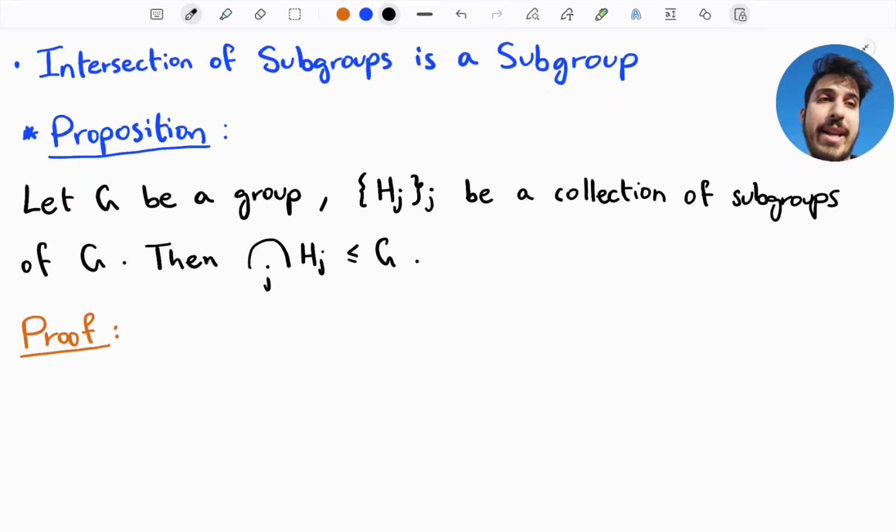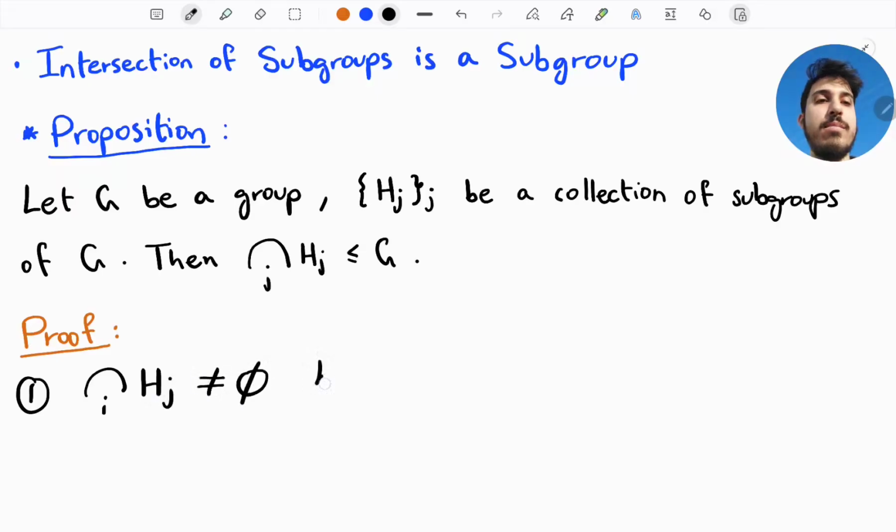Let G be a group and H_j over all the j's be a collection of subgroups of G. So the j here is the index of each H_j. Then the intersection of H_j, so this symbol here is the intersection of H_j as we run through the j's, is a subgroup of G. And to prove that, we want to prove two things as usual. Prove that the intersection is non-empty.